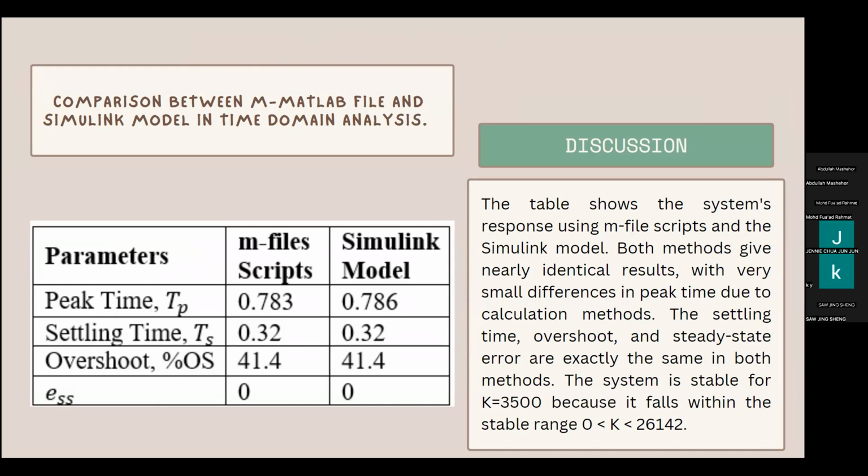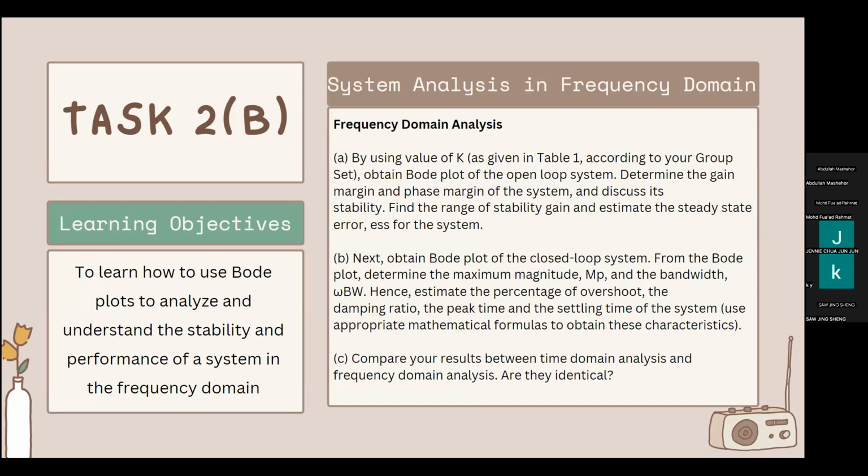From this analysis, we got the system is stable for our given K of 3,500, because it's in the range 0 to 26. Next, the frequency domain analysis. Here we want to use the Bode plot to analyze and understand the stability of the system.